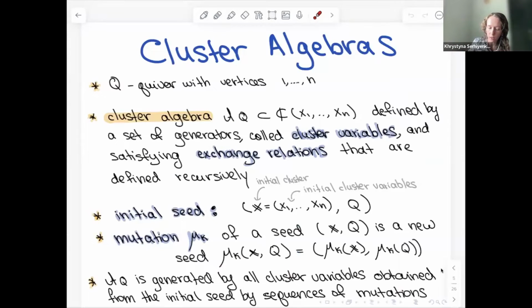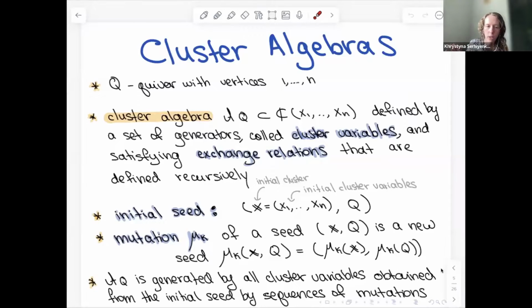And now we want to define the cluster algebra. So again, we're going to start with some quiver. You fix a quiver, and then you have a cluster algebra A sub Q associated to the quiver Q, which is going to be defined by a set of generators. We call these generators cluster variables. These generators are not independent. They satisfy some relations, and we call them exchange relations. Both the cluster variables and the exchange relations are computed recursively. So there is some recursive process you need to do to obtain all of this data.